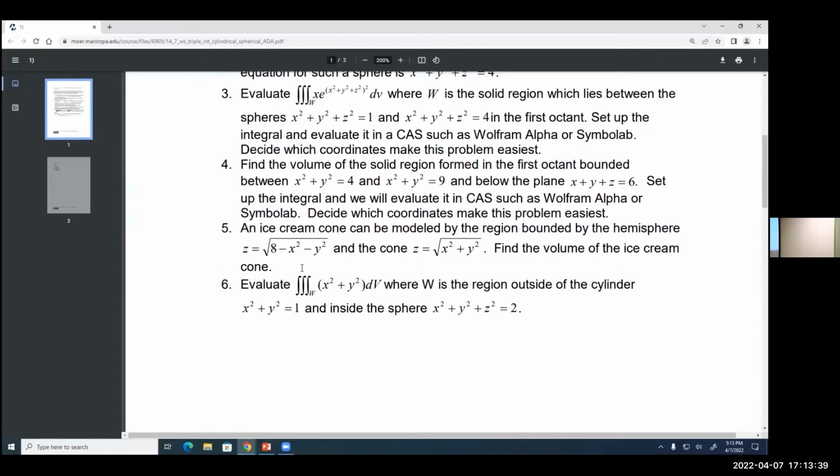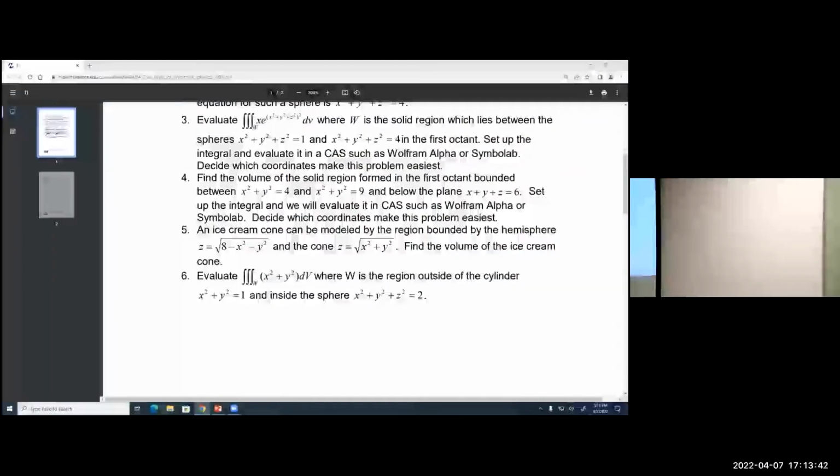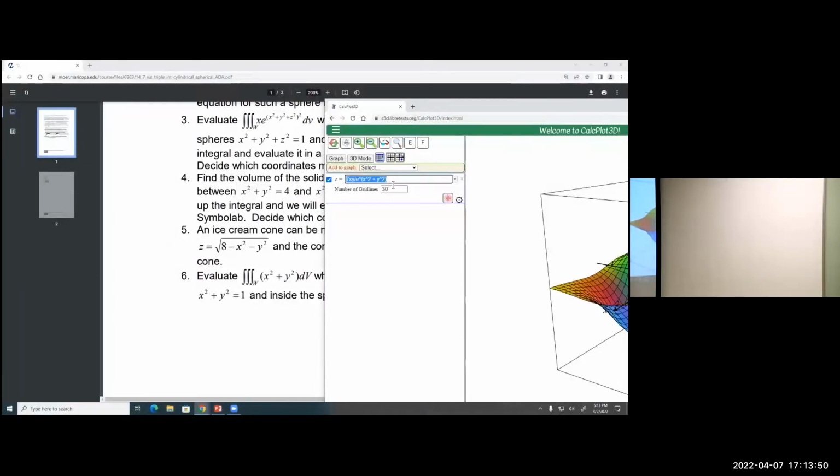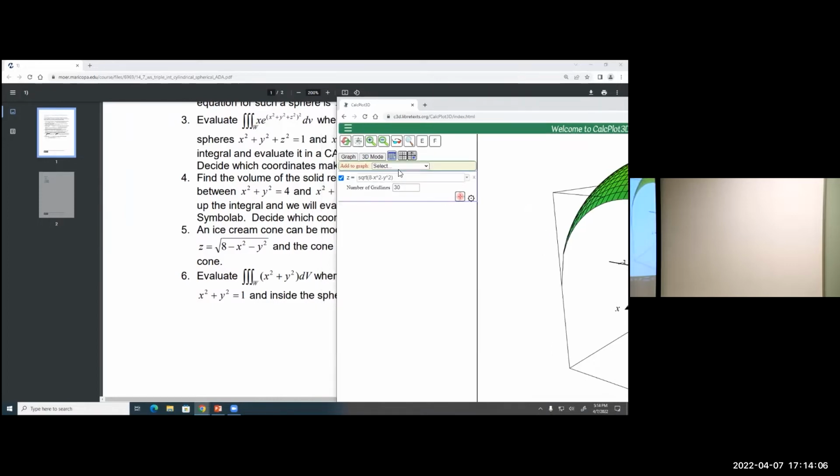So we can always put these in CalcPlot3D if we're not sure what they look like. If I'm looking at number 5 here, I've got the hemisphere, so square root of 8 minus x squared minus y squared. All right, so that's creating the top here. And let's add in the cone. That's just going to be square root of x squared plus y squared.